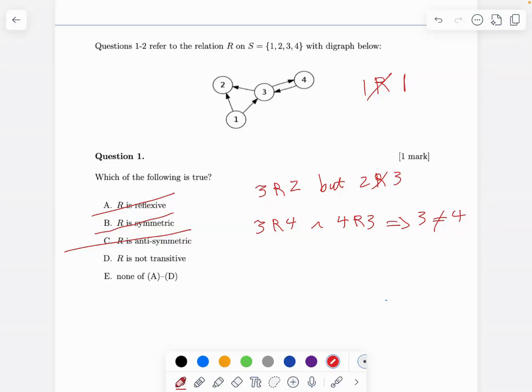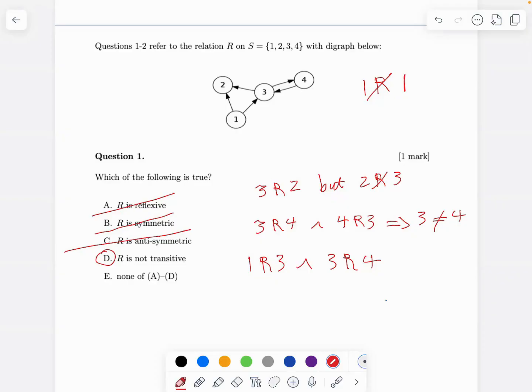R is not transitive? Well, 1 has a relation with 3 and 3 has a relation with 4, but we don't have a relation from 1 to 4. We can find another example, 4 to 3 and 3 to 2, but there is no relation from 4 to 2. So R is not transitive, so part D is correct. Choice D is correct.